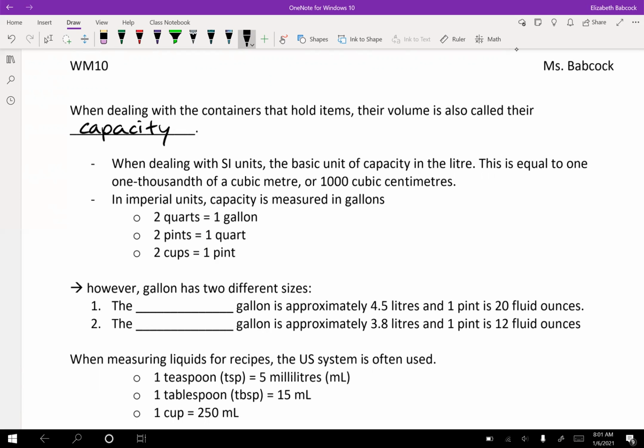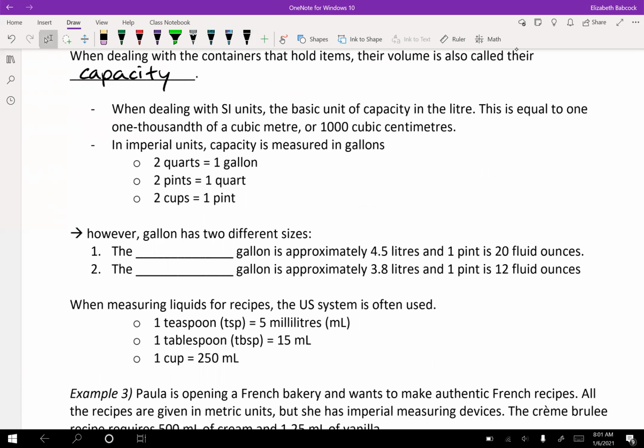Okay. However, when we're talking about gallons, we need to be aware, if we're out in the real world and something's given in gallons, of where that object is coming from. Because the British gallon is approximately 4.5 liters and 1 pint is equal to 20 fluid ounces. However, the US gallon is approximately 3.8 liters and 1 pint is equal to 12 fluid ounces. So it's important to know what we're using. For this, we're mainly going to be using the US system, but this is just for your knowledge so that you're aware that there are different systems out there.